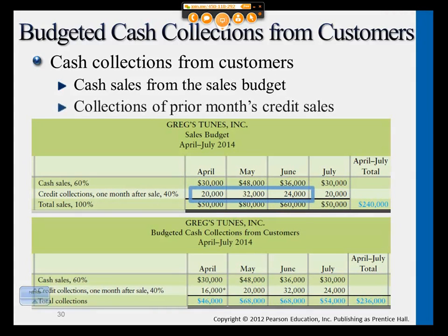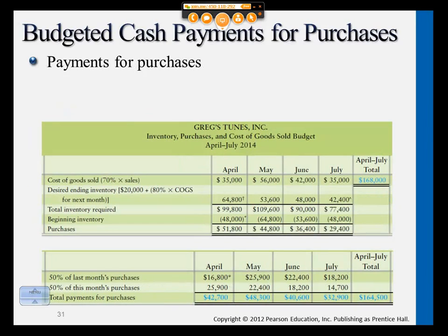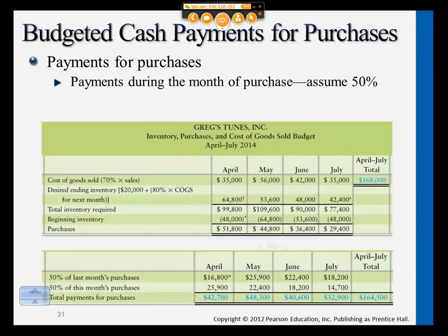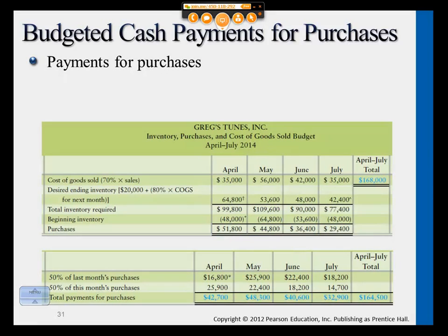All right. So the next is our payments for purchases. So that's a new budget, another part of the budget. That's cash payments for purchases. So let's look at the example.